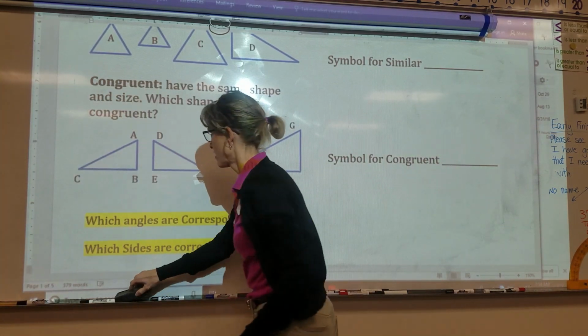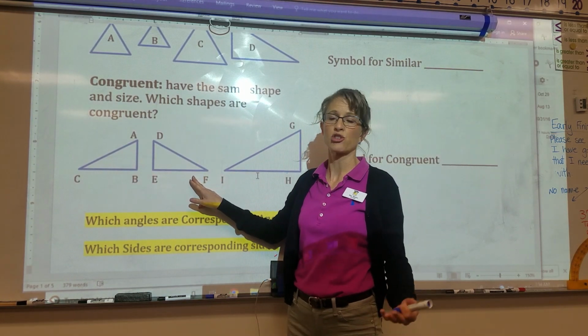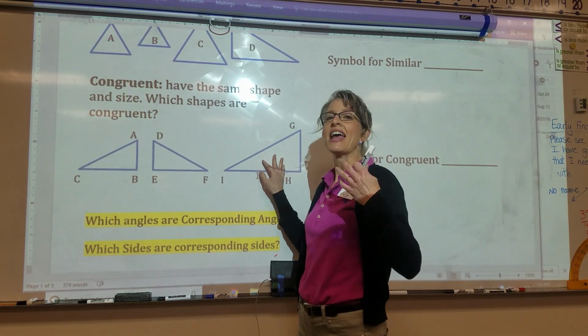So, if you can see, triangle ABC and DEF are the same size and the same shape. This one's definitely bigger, so it's not congruent. So congruent has to have the same size and the same shape.